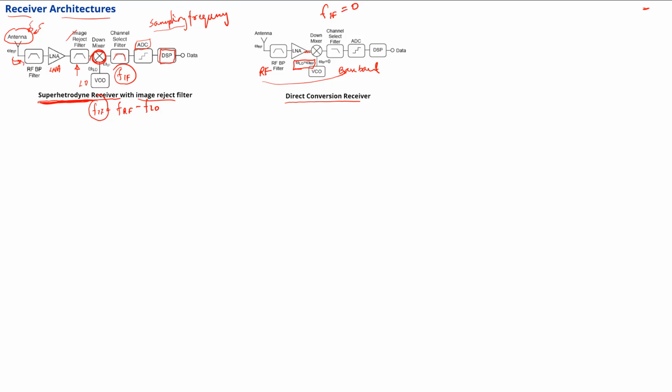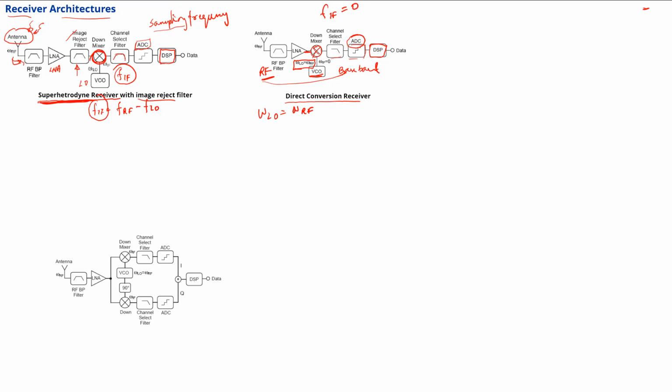The output of the LNA can be directly connected to the mixer. The key thing is the local oscillator must be the same as the RF frequency. So omega LO is the same as omega RF. So directly what we receive is the baseband signal that can be converted to digital form using the analog to digital converter, and subsequent signal processing techniques can be applied.